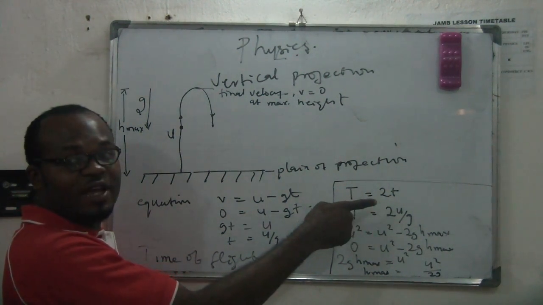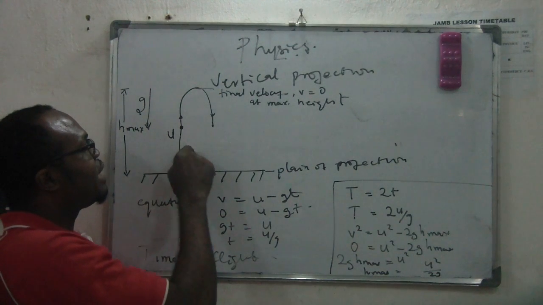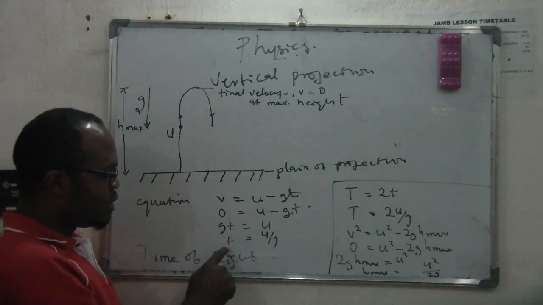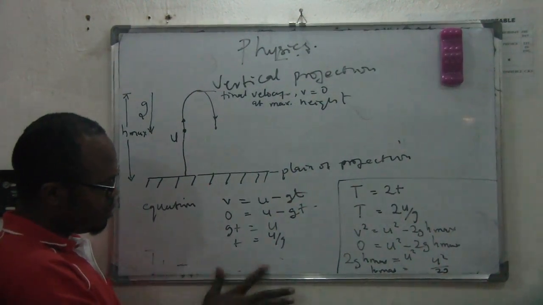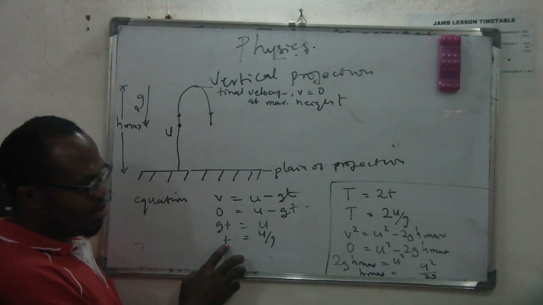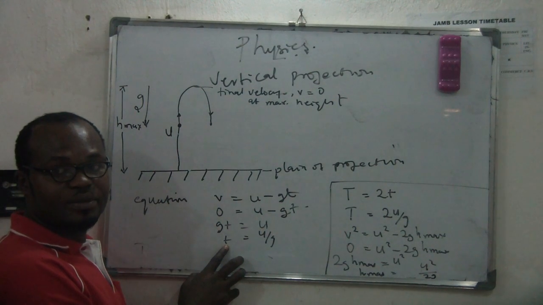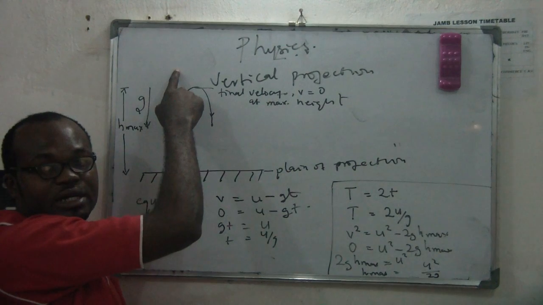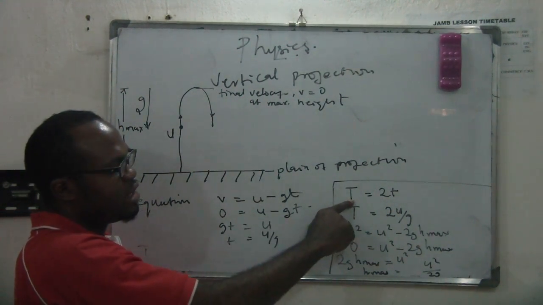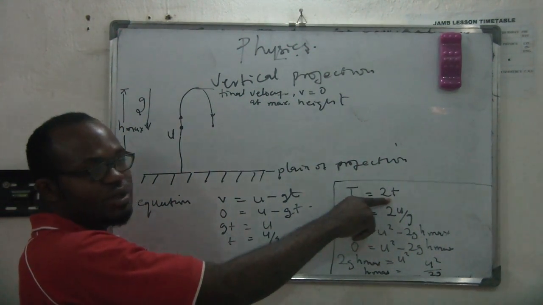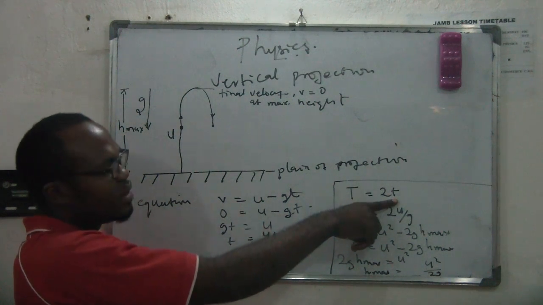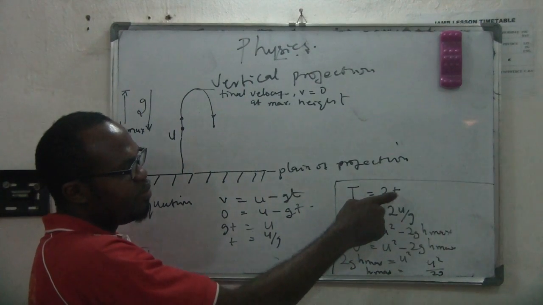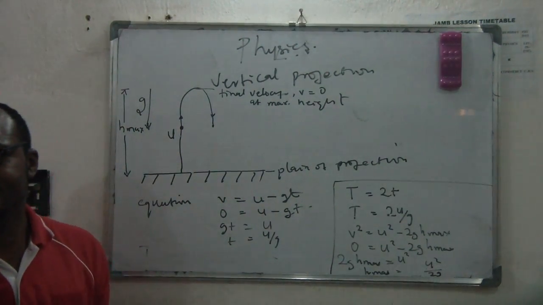Total time is the time of the whole thing. But time to get to the maximum height is what? Small t. No, this is a mistake. Time to get to maximum height is small t, isn't it? But the total time of the whole thing will be 2 times the time to get to the maximum height, equal to 2t, isn't it? But you know that small t is already u over g. So 2t will be 2u over g, isn't it?